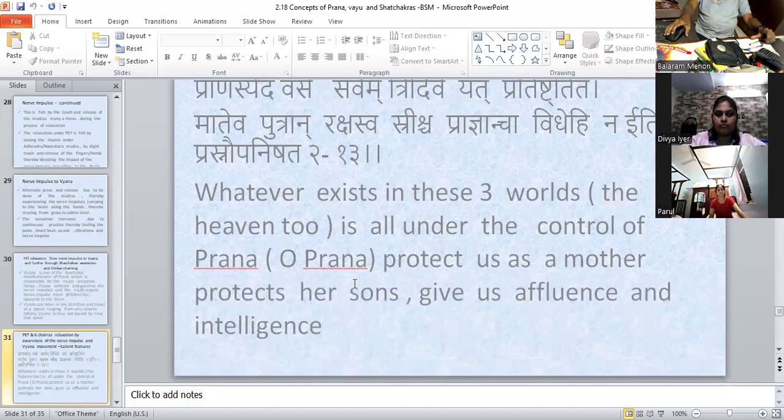What is the point? Whatever exists in the three worlds is all under the control of prana. O prana, protect us as a mother protects her sons, give us affluence and intelligence. This is just additional information. I have put my thought process in this. Nobody is going to ask you the meaning of the sloka, but the meaning is important.